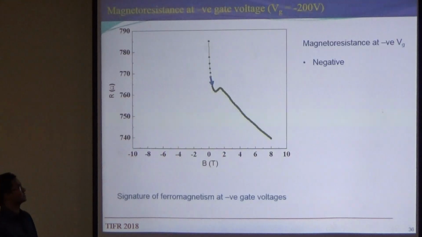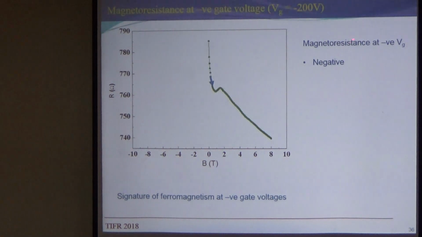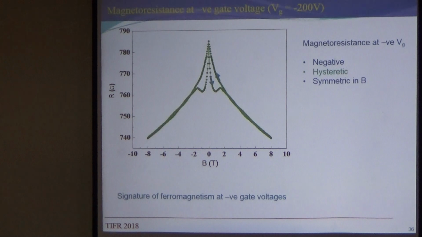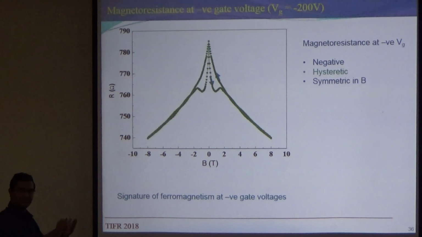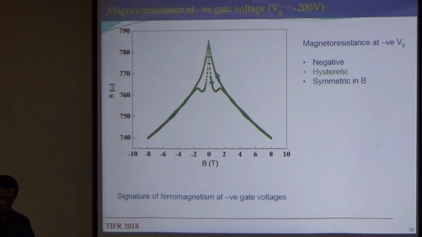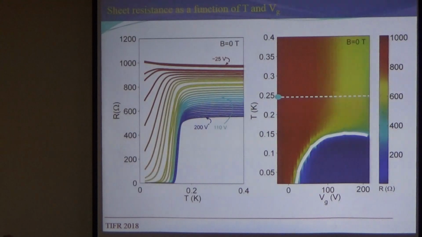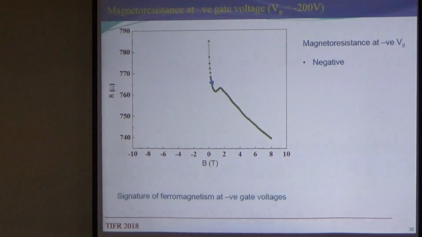I do the magnetoresistance. I see that the magnetoresistance is negative, it is hysteretic, and it is symmetric in magnetic field. This is a clear signature that I have ferromagnetism at negative gate voltages, and that is what people have seen. When the carrier density in the system is very small, I have ferromagnetism. So in this region where I do not have superconductivity, I have evidence of ferromagnetism.